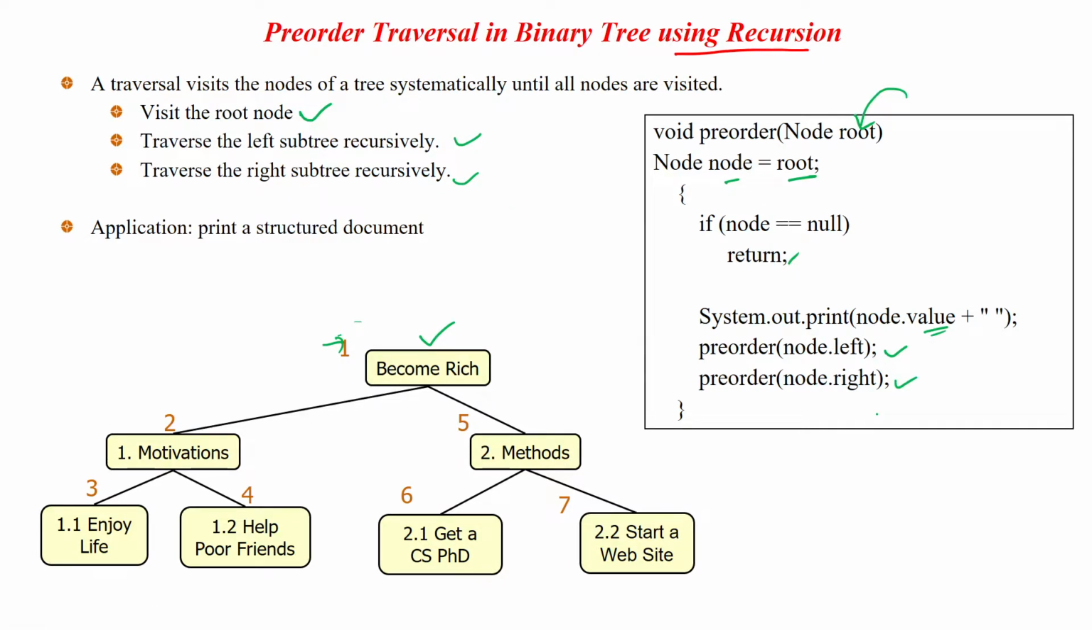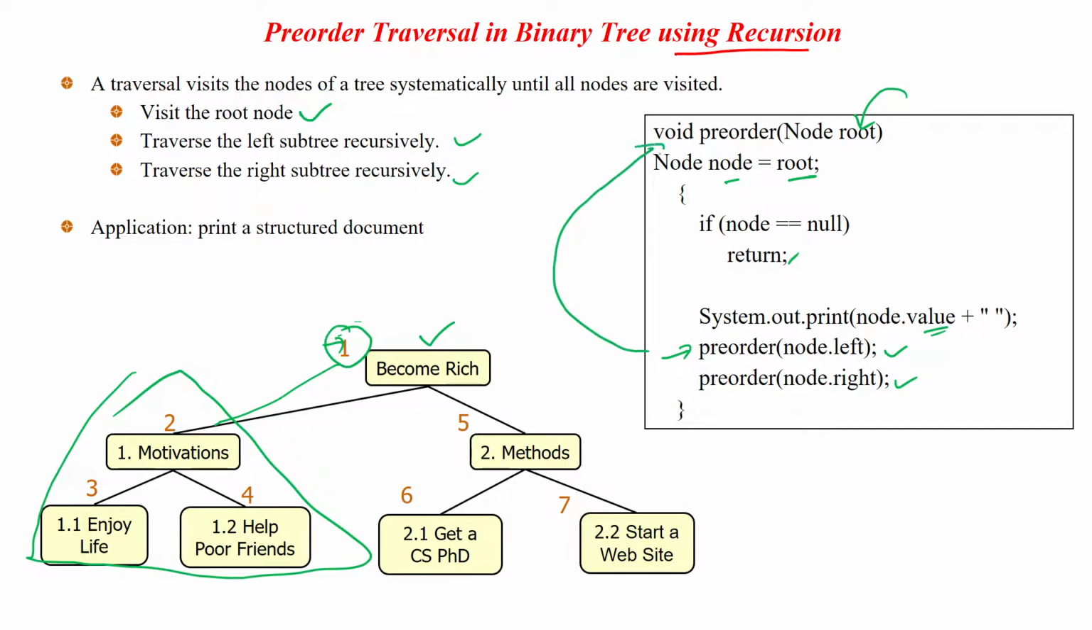Now, when we are visiting node dot left, the node is 1, so here node dot left is 2. When we are visiting 2, we have to visit the entire subtree. So again this function is called once again. Here 1 dot left is 2, so 2 is passed here.